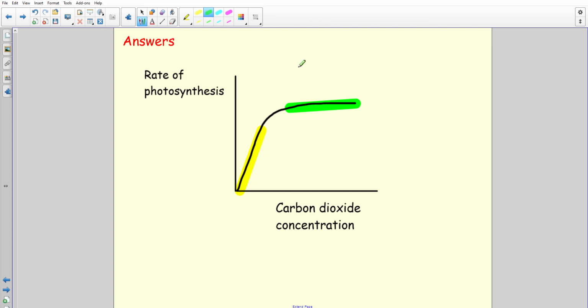So if you increase both light and carbon dioxide, then it would obviously shoot up even more. But if we're just focusing on one, because as a good scientist we should be focusing on one thing at once, it levels off eventually.